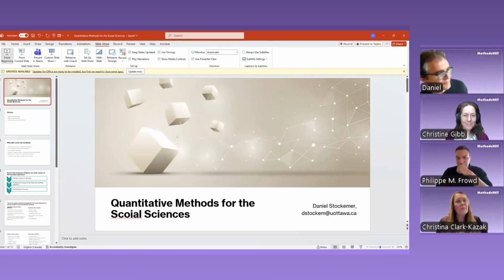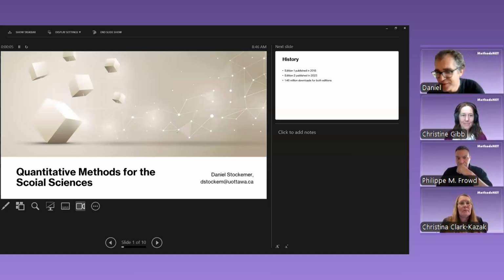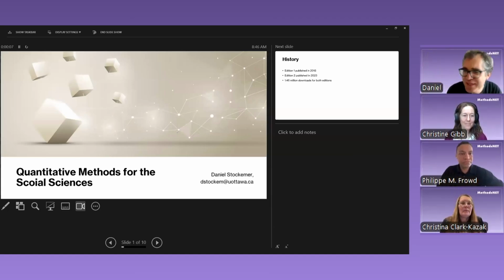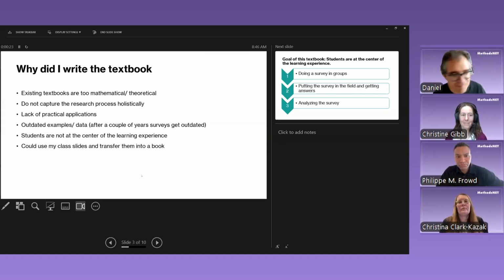So my textbook came basically from the need of my teaching to not have anything appropriate. I have been teaching quantitative methods since I was a graduate student and have never used a textbook because I found them either too mathematical, dissolved from the research process, or lacking practical applications. The data sets they used were already dated, like 10 years ago, and nobody was interested in them. And students didn't get a holistic picture of the research process.